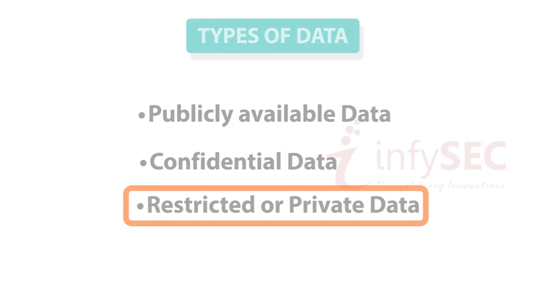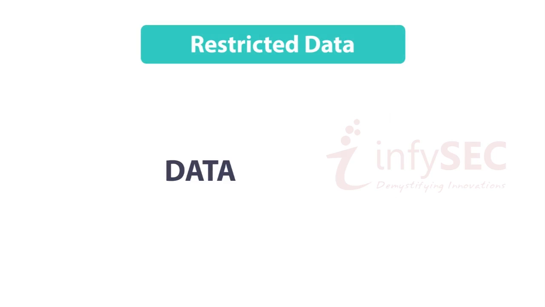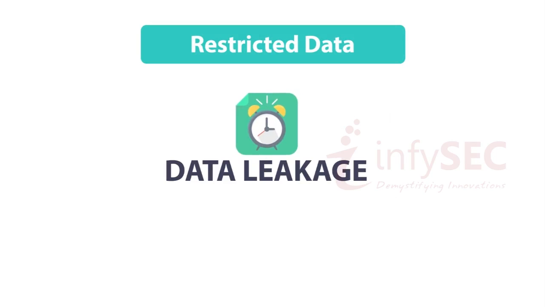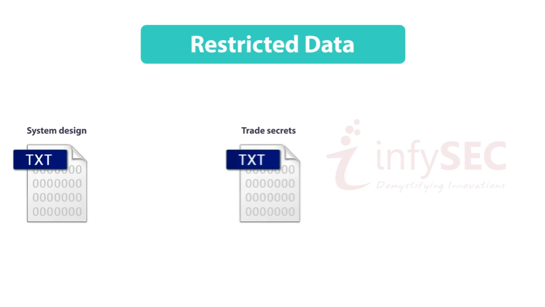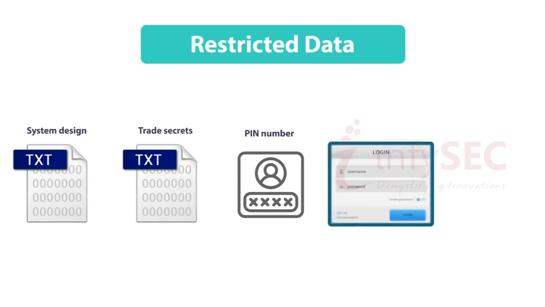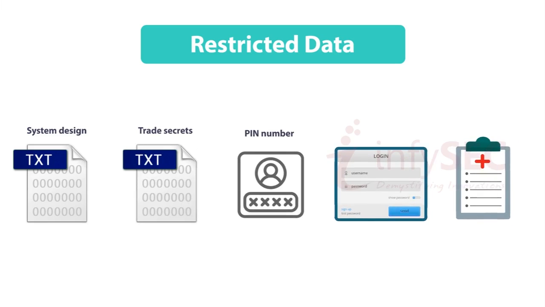When the data is super sensitive, in other words, leakage may lead to serious issues, it is known as restricted or private data. Example: a company's system designs and trade secrets, financial account PIN numbers, an email password, personal reports, or medical reports of a person.